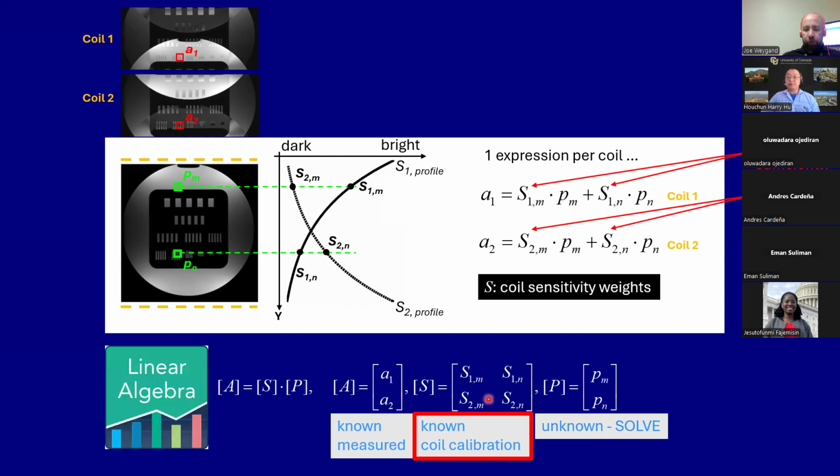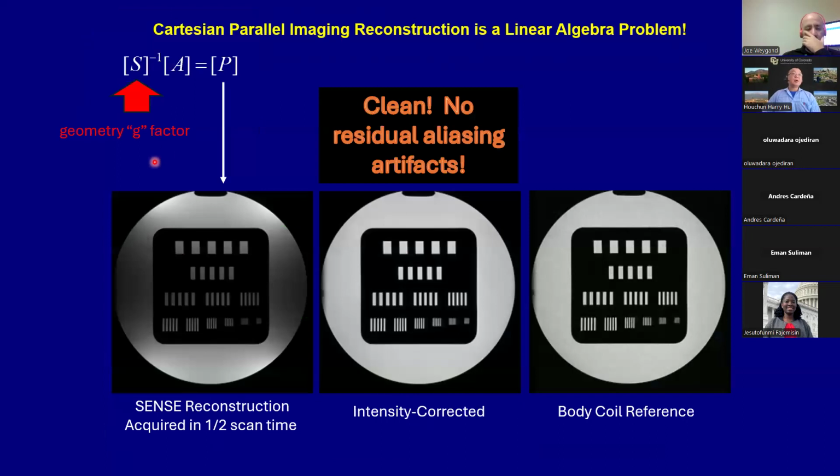And so in order for S to be invertible, the sensitivity profiles have to be sufficiently unique and different, or else the S matrix becomes non-invertible. So I've shown you a little bit of the math behind this, and how invertible the S matrix is essentially termed together into what's known as the geometry factor. Here I've shown you the reconstruction.